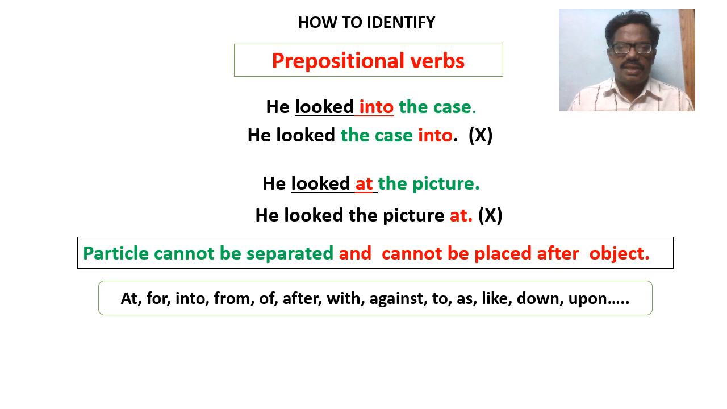Here, sometimes these particles help us in the identification of prepositional verb, that is at, for, into, from, of, after, with, against, to, as, like, down, upon are the particles which sometimes help us in the identification of prepositional verbs.